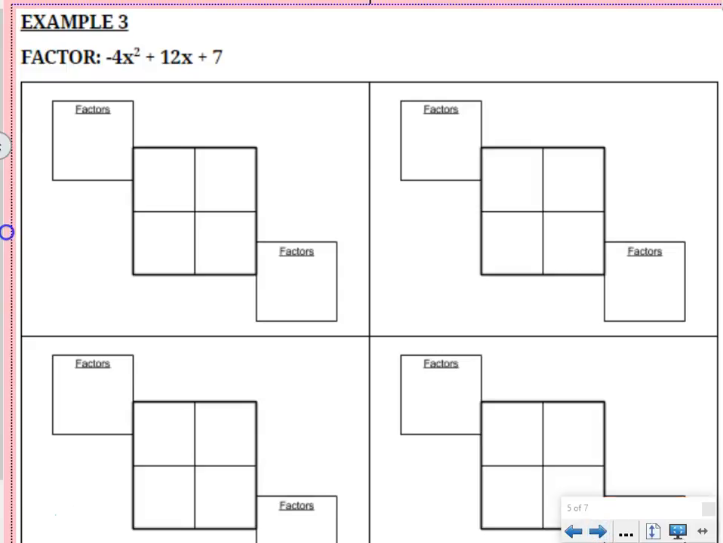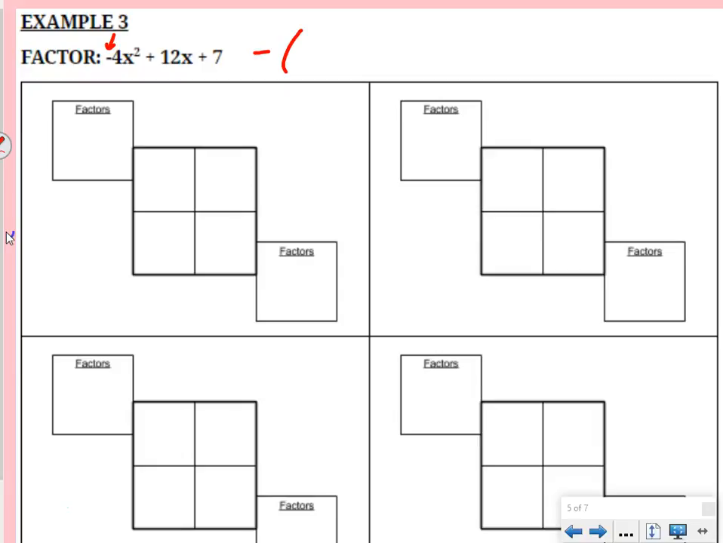Factoring negative 4x squared plus 12x plus 7. Now, if you notice, our first term is negative. We want to factor that negative out first. We want to take the negative away from each term. So when we do that, it really just flip-flops the sign.